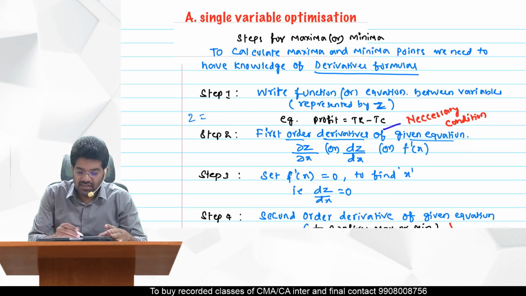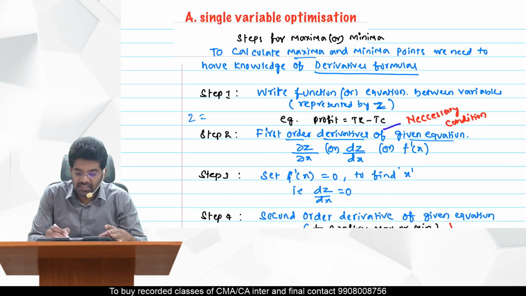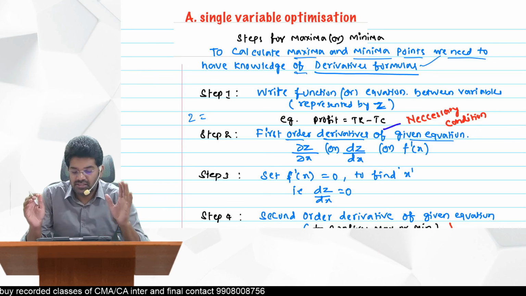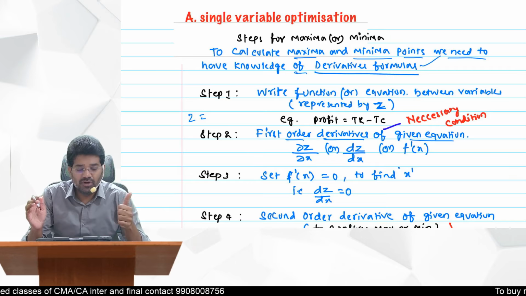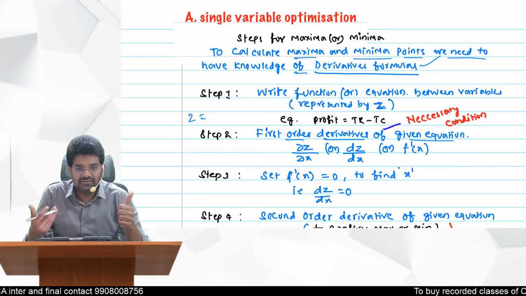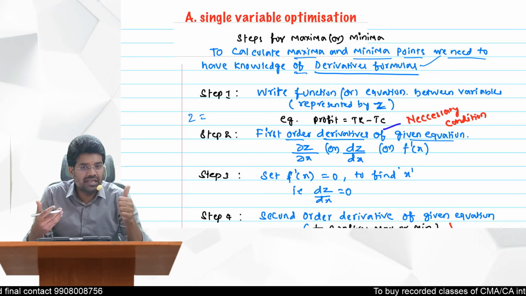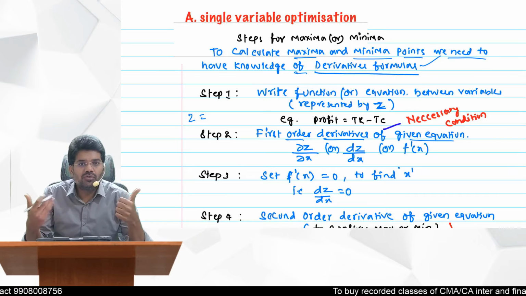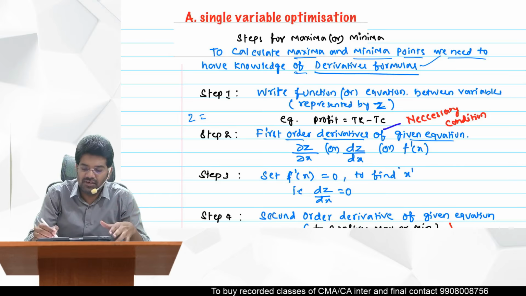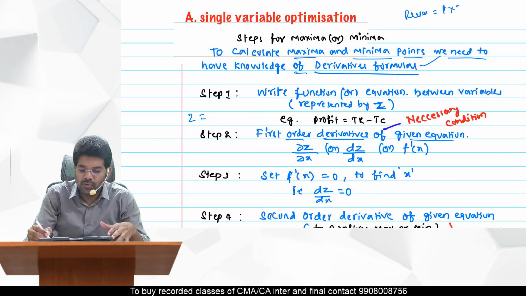So if you see here, I have written that only to calculate maxima and minima points, we need to have knowledge of derivative formulas. So step number 1, already I told you that whatever we want to achieve, you should first express in the form of an equation. If I want maximization of revenue, then you should write the revenue equation. What is the revenue equation?